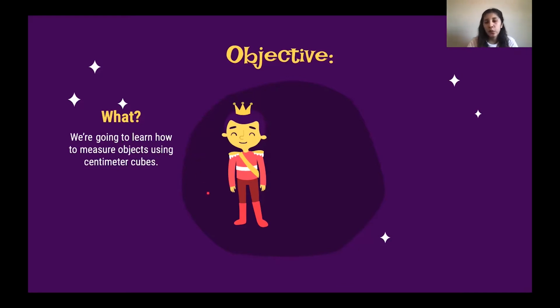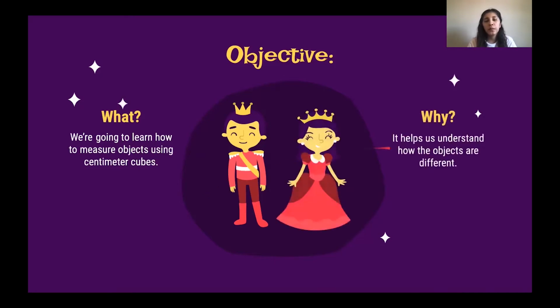But why is that important? It's important because it helps us understand how objects are different. So if I had 2 boxes side by side, but the other box was a little bit bigger, I can just tell someone, oh, that one's 5 centimeters, the other one's 7. I can say, hey, can you pass me the 7 centimeter box? And they'll pass me the right box.